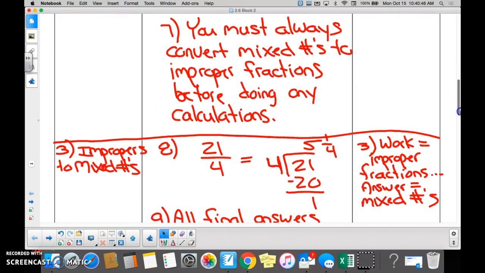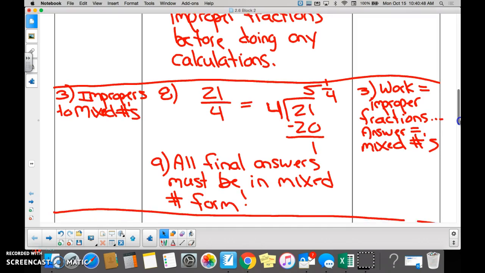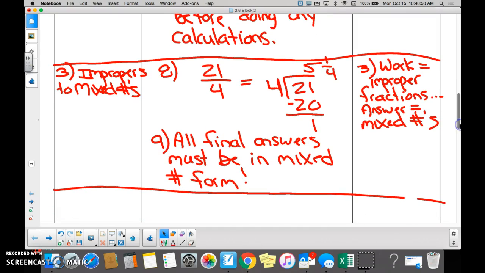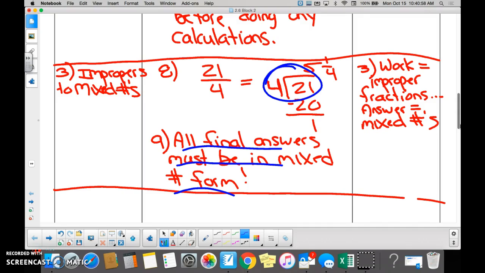Last one then is impropers to mixed numbers. 21/4 converted into a mixed. You use what? Division. And then all final answers must be in what form? Mixed number form. And then this was also in your notes, but again, when I lost mine, I didn't have it. 21/4. Remember this? Is 5 1/4.